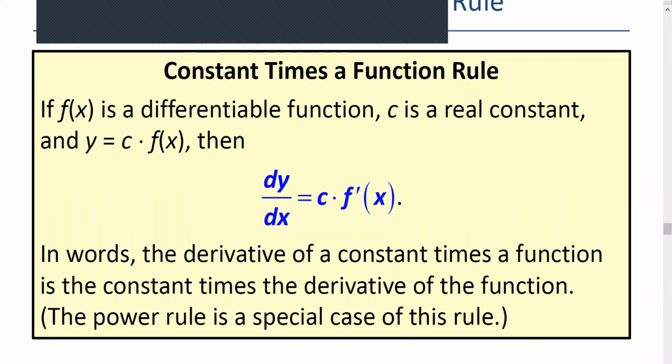If f of x is a differentiable function, c is a real constant, and y equals c times f of x, then dy by dx equals c times f prime x. Or we can say the derivative of a constant times a function is a constant times the derivative of the function.